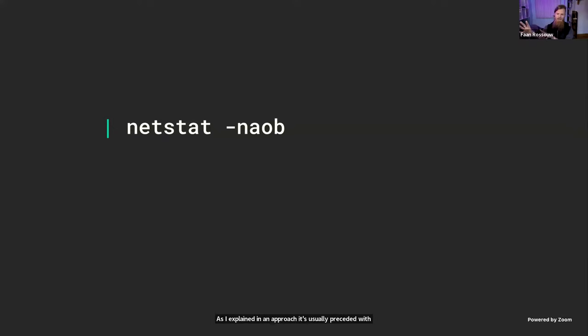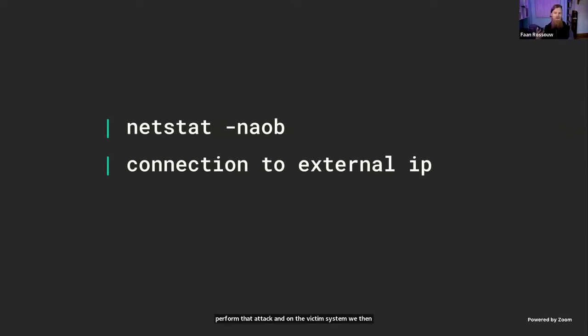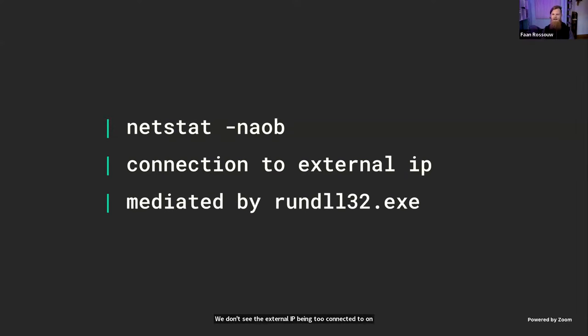So imagine I perform that attack and on the victim system, we then run this following command and it basically shows there's a connection to an external IP. There's no business use case for connecting to that external IP. We don't see the external IP being connected to from any other system on this network. And at the same time, we see that, lo and behold, this connection is being mediated by rundll32.exe, which, as I explained what its function was before, again, it just doesn't really make sense to us. Why is this involved in establishing a connection to an external IP?